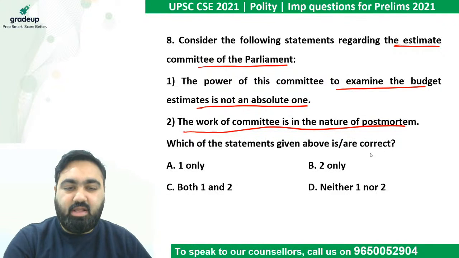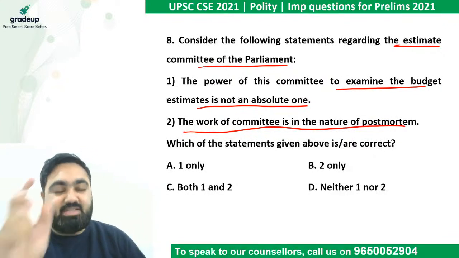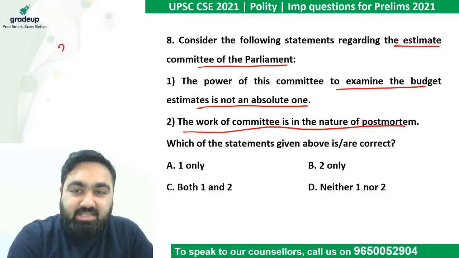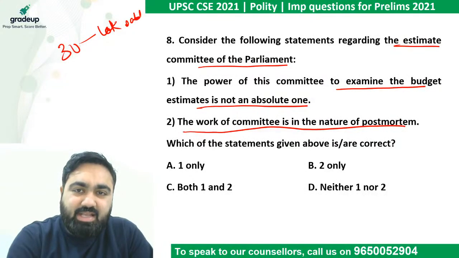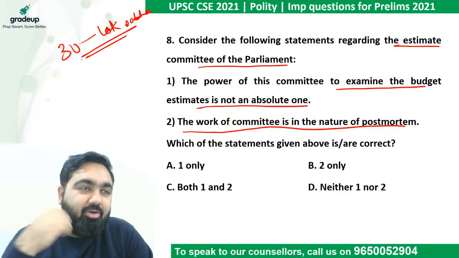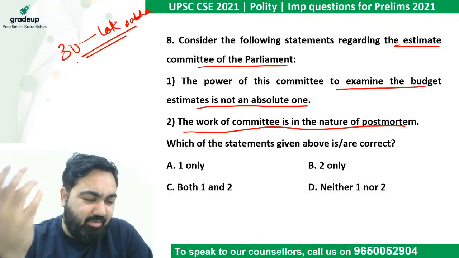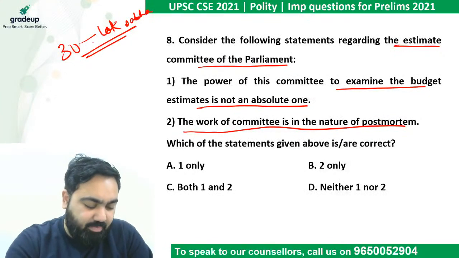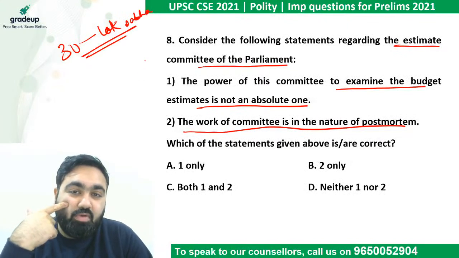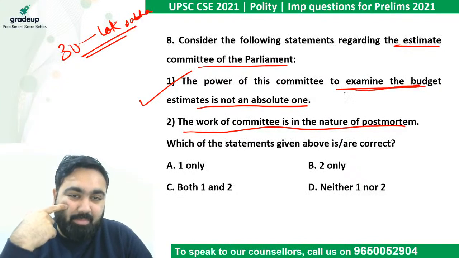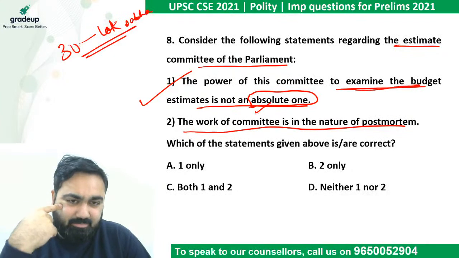Okay, Savita. Yes, see, let me answer the second question first. Estimates committee has 30 members, all from Lok Sabha. What does it do? The estimates committee looks into the policies of the government and suggests to the government what decisions should be made or how can the efficiency of a certain policy be improved. First statement is correct. The power of the committee is to examine the budget estimate and it is not an absolute one. Means it can only suggest.